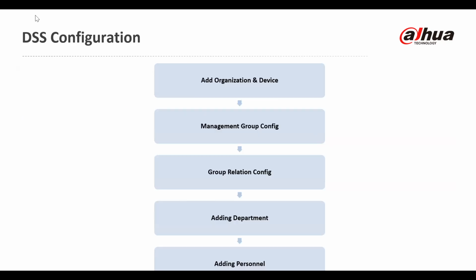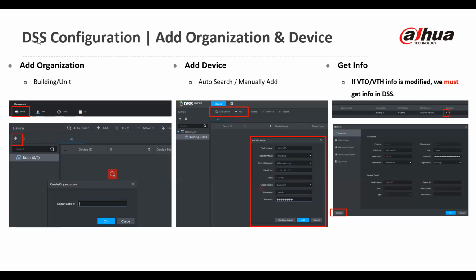At this juncture, we will be looking at the DSS configuration. For the DSS configuration, we add organization, device management, group relation config, adding department and adding personnel. This is for when you want to run the application of the VTO under the DSS. For add organization, the building unit, add the device, auto search, manually add, get info. If the VTO or VTH info is modified, we must get info in DSS, right?